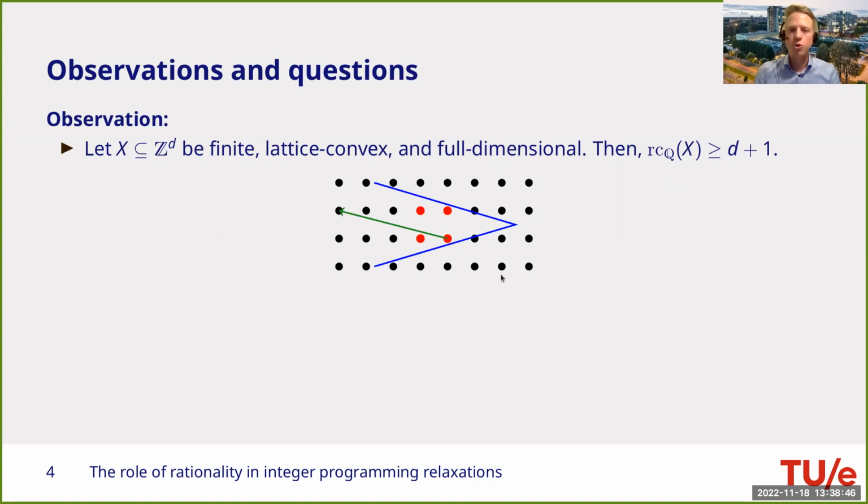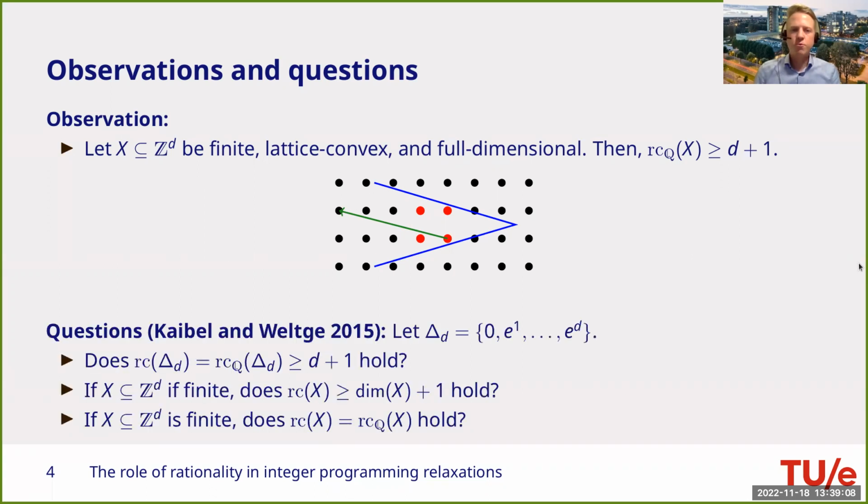And if we start walking from a feasible point, from our feasible set of points, into the direction of this ray, we will find infinitely many feasible points along this direction. And this is a contradiction to our assumption that we start with a relaxation of a finite set of points. So in a rational relaxation, we need at least dimension plus 1 many inequalities.